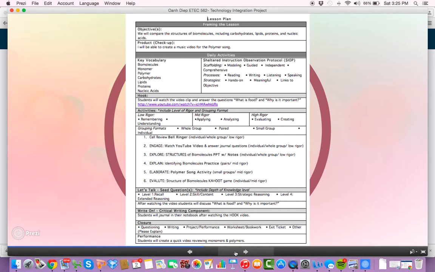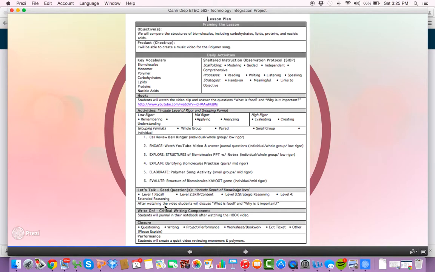Going right ahead onto the day one lesson plan, I created my lesson plan with the objective and product at the very top. The objective is very similar to the TEKS readiness standard. We will compare structures of biomolecules, including carbohydrates, lipids, proteins, and nucleic acids. The product, at the end of the day, is that students will be able to make a music video or a song over polymers. To start out the lesson, which is the hook or the engagement, I show a short video, less than 10 minutes long, over what is food and why is food important. While watching the video, students will make notes in their science journal and answer these two questions.